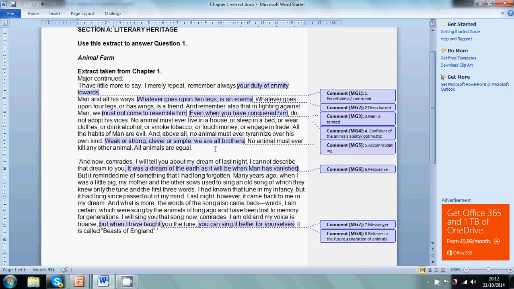And they're not obvious things like he talks a lot or he makes them listen. They're more perceptive than that. He's forceful. He highlights a deep hatred of man. He feels that man is tainted. And as you look through the rest of the extract, you can see that he's obviously a persuasive character. He's obviously also seen possibly as a messenger. And as you did your historical context, you know obviously the same as Stalin, as Lenin, and Marx. But again, we don't need historical context to support that. Final point here is he believes in the future generation of animals.